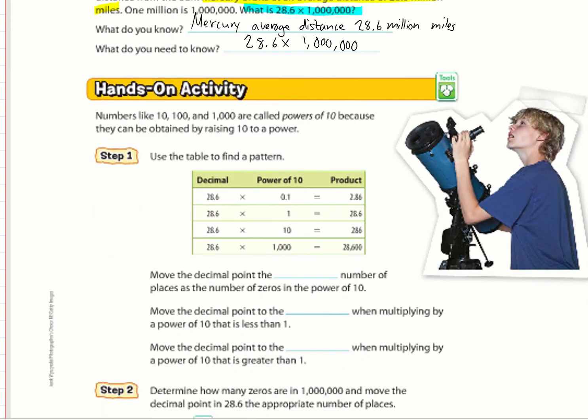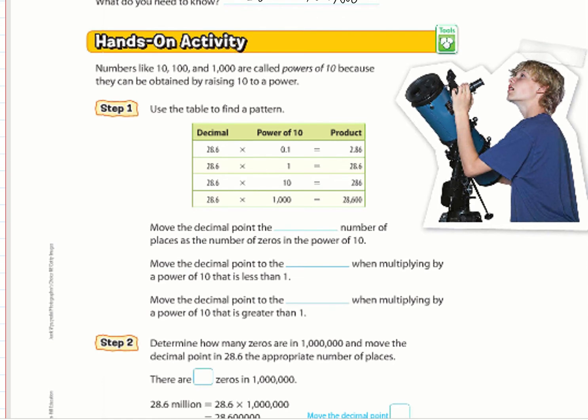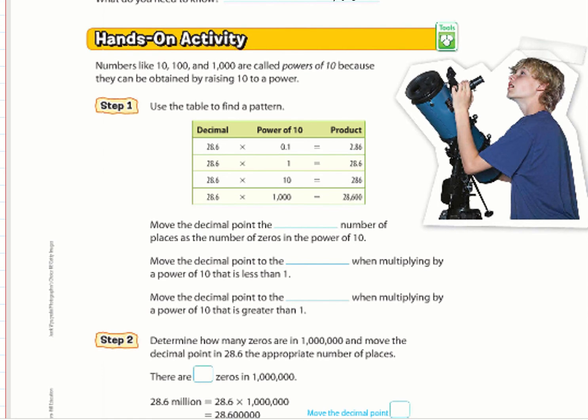Alright, so we're going to move over to the hands-on activity. It says numbers like 10, 100, and 1,000 are called powers of 10 because they can all be obtained by raising 10 to a power. So what this is saying is a little advanced. So 10 to the first power equals 10, 10 squared equals 100, 10 cubed equals 1,000, and so on. So use the table to find a pattern.